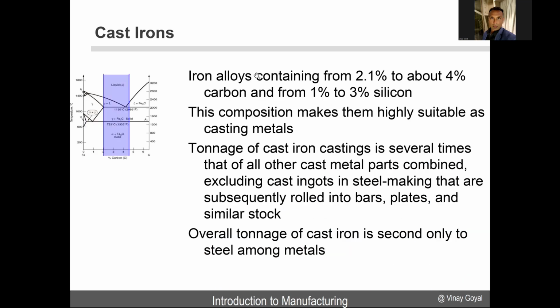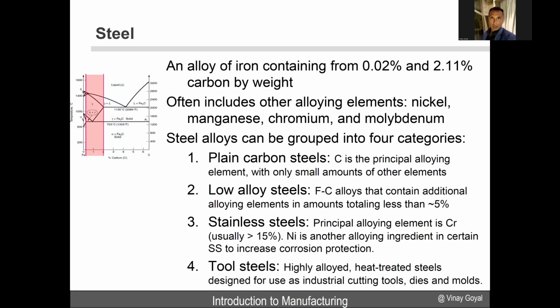For cast irons, we also covered this, but the composition here makes them very suitable for casting metals. Now, the tonnage of the cast iron castings is several times that of many other cast metal parts combined, and the overall tonnage of cast iron is second only to the steels among many metals. So here we're talking about this zone here, the red zone. Here we're talking about the purple zone.